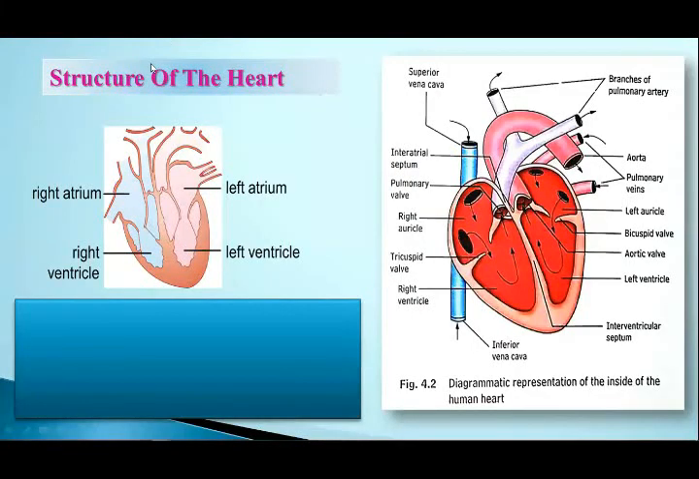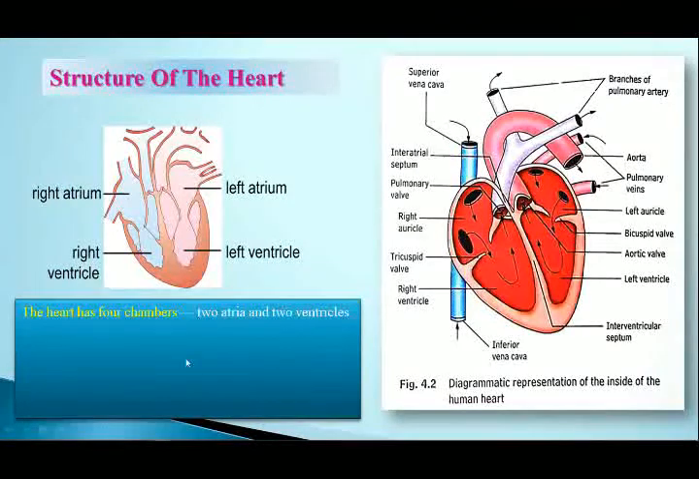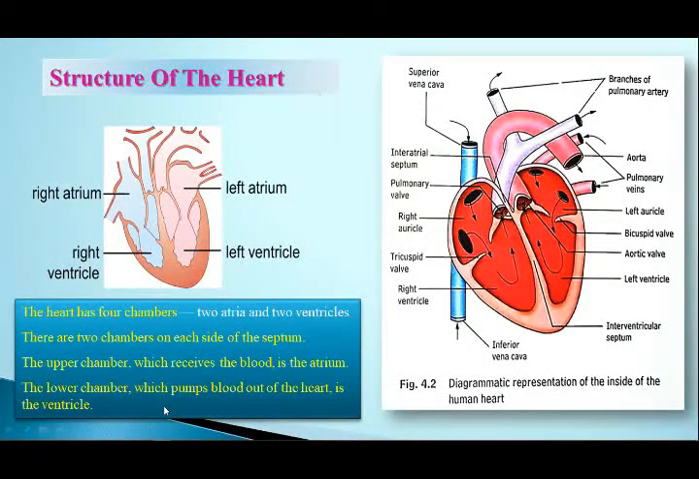Now, this is going to explain it in a much better way. This is a sectional view of the heart. Here you have it from your book, and the right atrium is the top one. The right ventricle is what we can see on the bottom side. Now, the next important thing to note is this particular figure from your book. Look at this point: the heart has four chambers, as I already told you. Two of them are atria and two of them are ventricles. There are two chambers on each side of the septum. Which one is the septum? This is your septum.